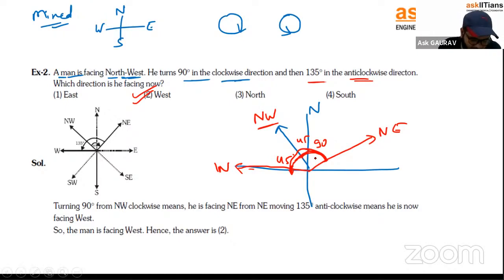Is that clear or not? Yeah, definitely. 135 minus 90 is 45, right? Firstly he was in the northwest direction, then he turns clockwise, then he turns anti-clockwise, so he will cover the same 90 in the same direction, right? And the 45 more in the anti-clockwise direction, and the 45 more will be west. Is it clear? Is it clear to everyone? Yeah, right.